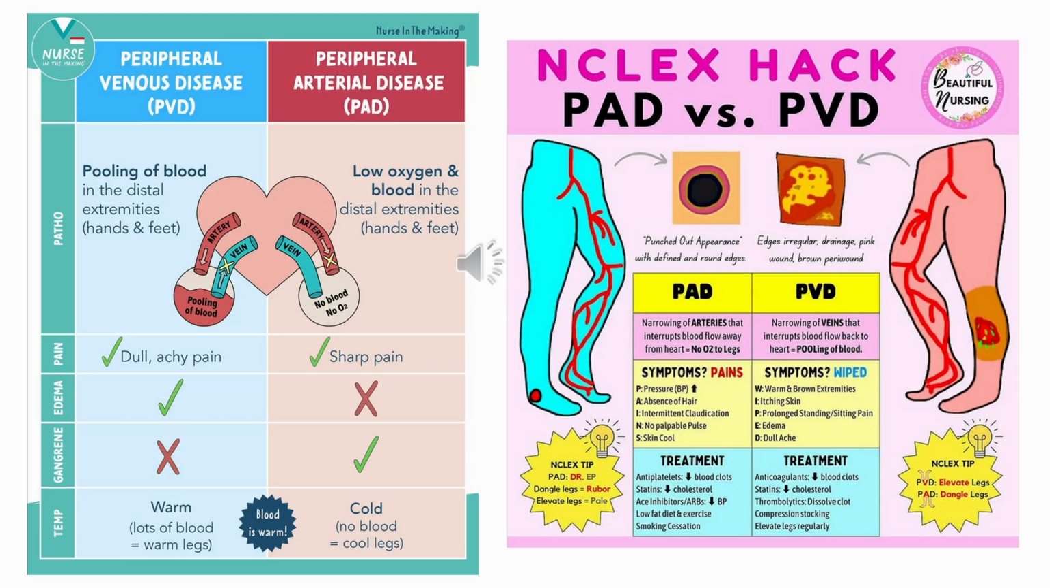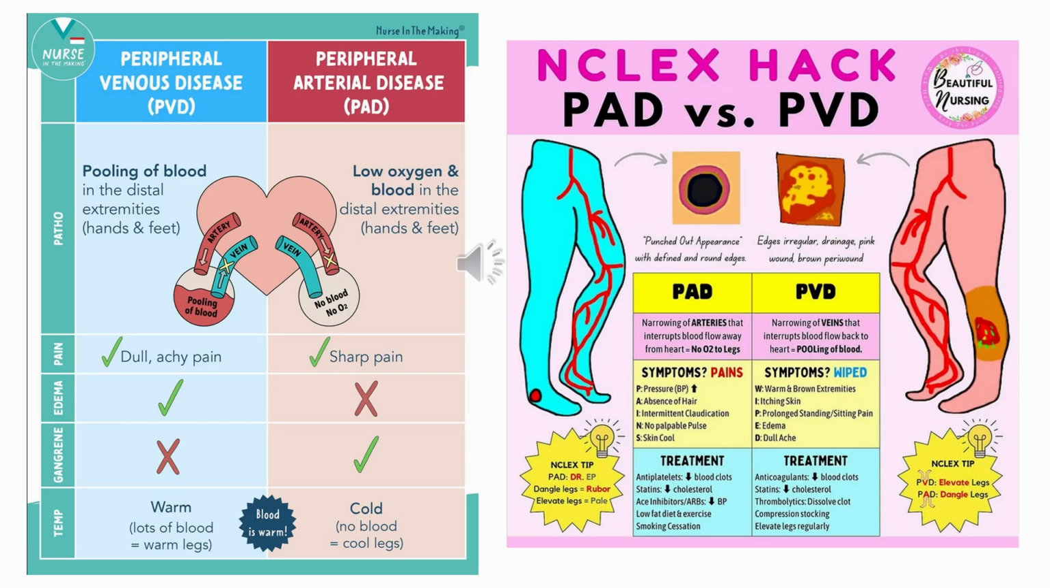For treatment and management, for peripheral arterial disease, the goal is to improve arterial blood flow. So our treatment strategies are things like antiplatelets, like aspirin. We also can use clopidogrel. Statin medications are used, like atorvastatin or simvastatin, and they're used to manage cholesterol levels. Lifestyle changes like smoking cessation and a low-fat diet and regular exercise are used. And again, we're going to teach our patients with PAD to dangle their legs to promote blood flow.